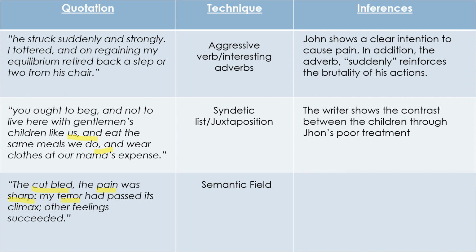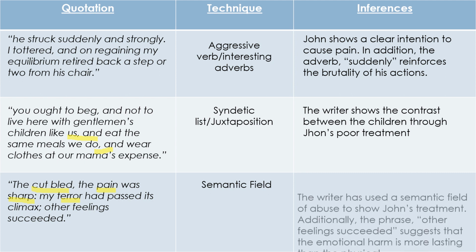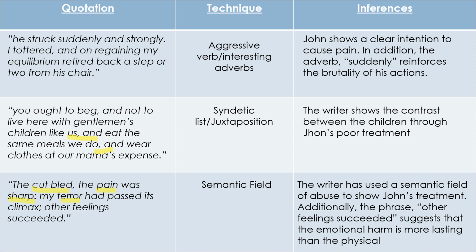So a semantic field is when you have several words that can be linked to a larger group or theme, such as pain, violence. But you can also go the other way and say much more positive things as well. So for our inference then, the writer has used a semantic field of abuse to show John's treatment. Additionally, the phrase "other feelings succeeded" suggests that the emotional harm is far more lasting than the physical harm that John has caused. So now that we've had a look at a few of the quotations, we're going to move on and think about how we can actually talk about the other characters within the rest of the novel and how this applies to the exam question we looked at the start of the video.